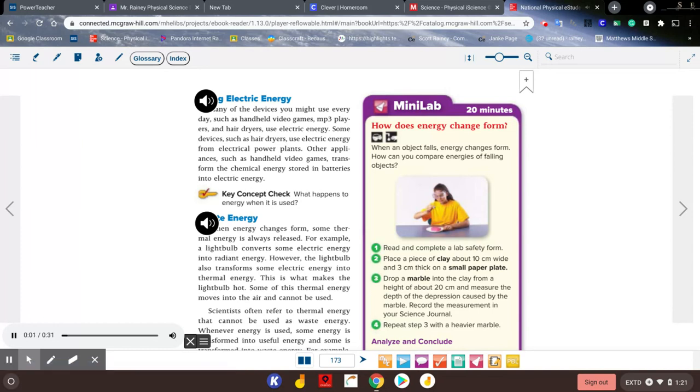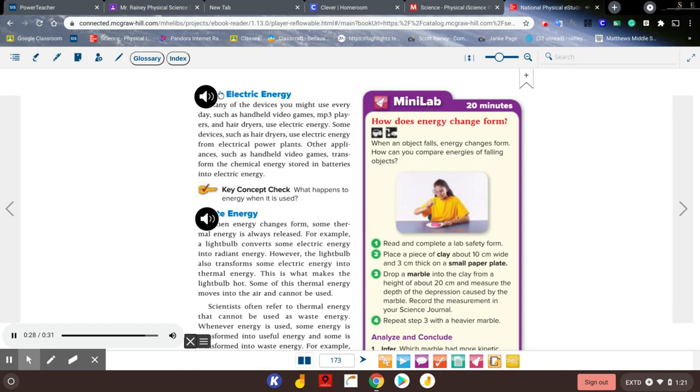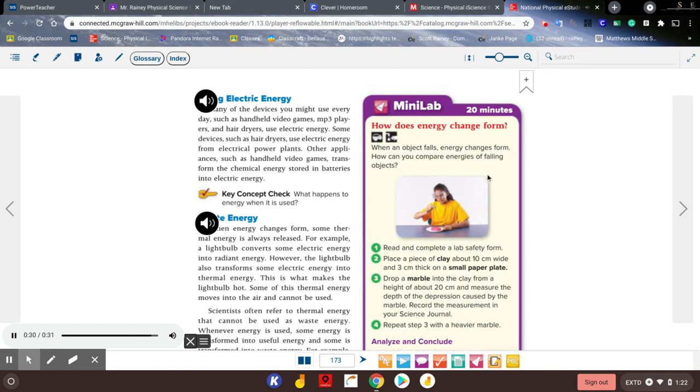Using electric energy. Many of the devices you might use every day, such as handheld video games, MP3 players, and hair dryers, use electric energy. Some devices, such as hair dryers, use electric energy from electrical power plants. Other appliances, such as handheld video games, transform the chemical energy stored in batteries into electric energy. Key concept check. What happens to energy when it is used?